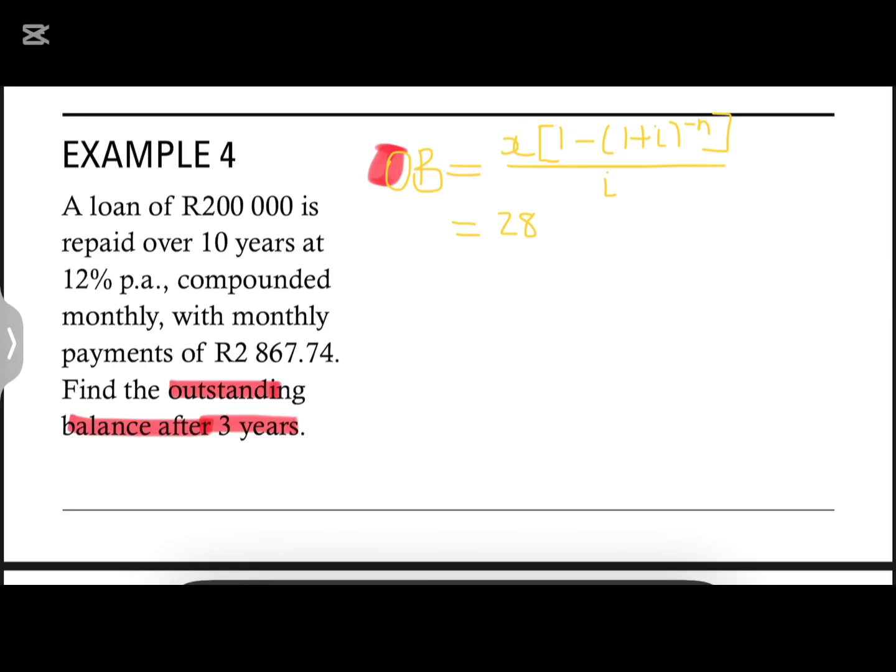So now you're going to say the monthly installment, that will be 2,867.74 into 1 subtract 1 plus the interest rate, that will be 0.12 divided by 12, it's compounded monthly, and then you'll have minus 7, that is the remaining period. We now want to know the outstanding balance after 3 years. So this person paid for 3 years, and then the remaining period will be 7 years. So we want to know that amount of money that is remaining. Multiply by 12, then divided by the interest rate, that is 0.12 divided by 12.